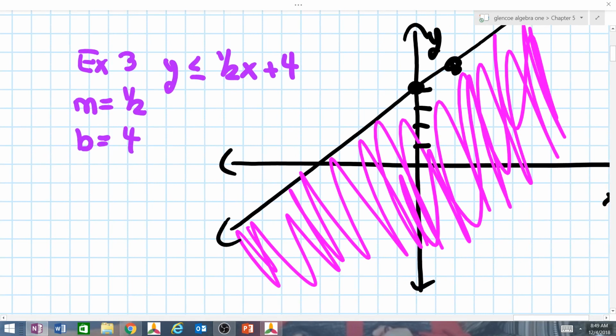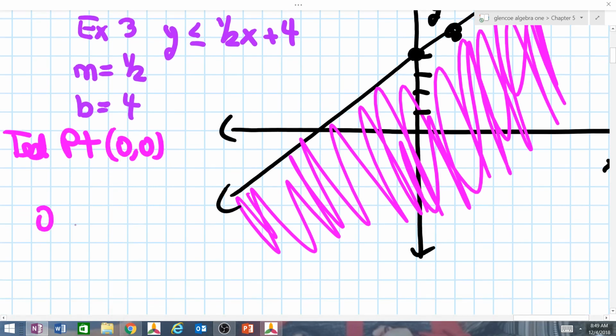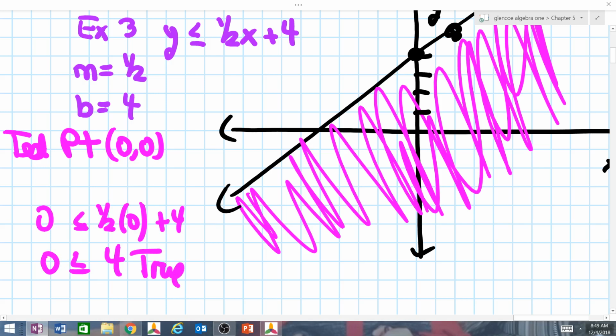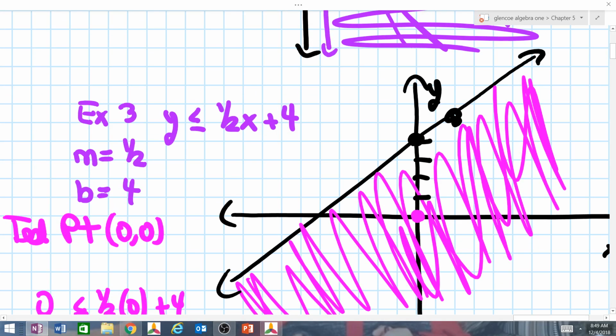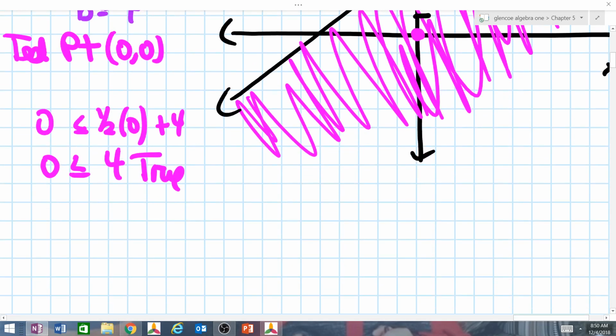So if you have to use a test point, I believe this is the way you were taught in pre-algebra, although I know Mrs. Raines also taught you this way. So if you pick the point 0, 0, okay? So you plug 0 in for y is less than or equal to 1/2 times 0 plus 4. 0 is less than or equal to 4. If that is a true statement, then you want to graph in the direction of 0, 0. If that was a false statement, then you would graph or shade in the opposite direction. Does that help? Okay.